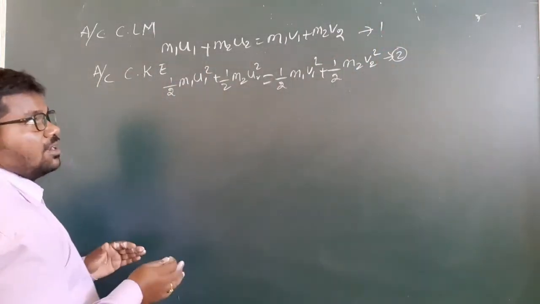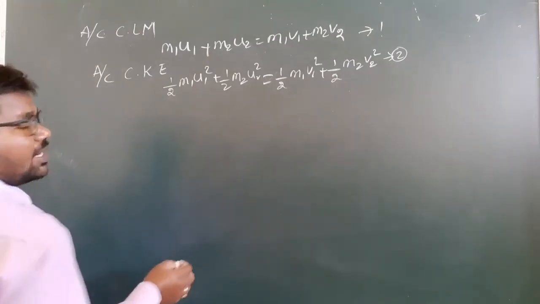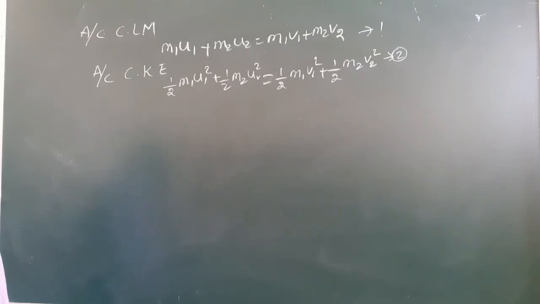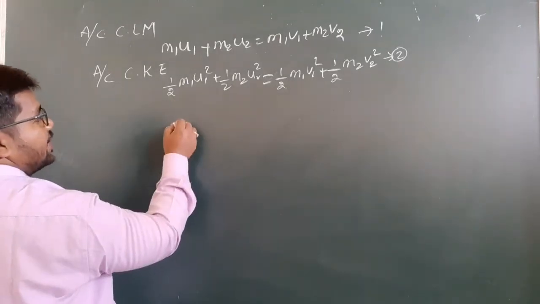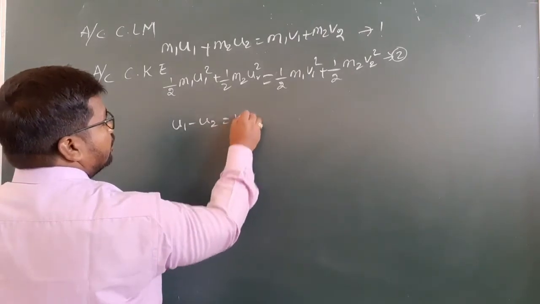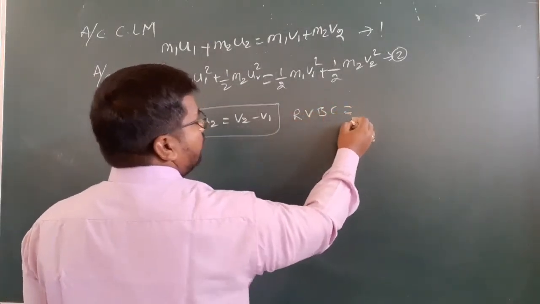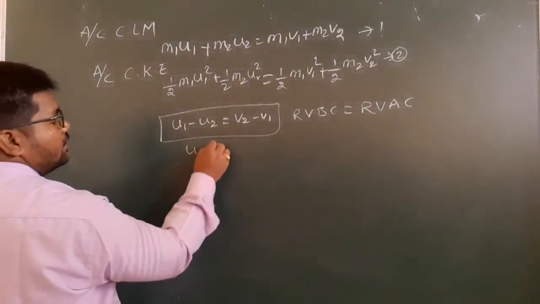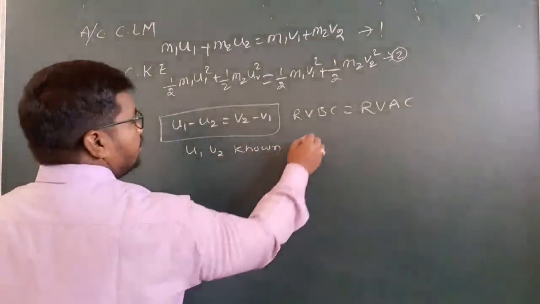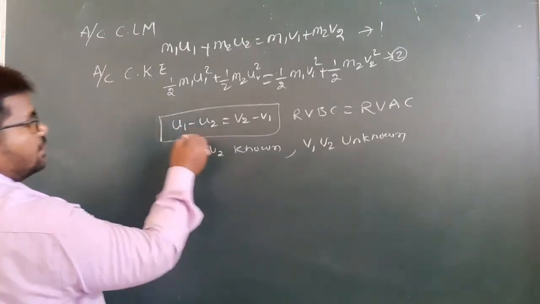From equation 1 and 2, rearranging, after simplification we get the third equation: u1 minus u2 is equal to v2 minus v1. So this is relative velocity before the collision equal to relative velocity after the collision. Understand? Here u1 and u2 are known values and v1 and v2 are unknown values. How can we find them? By using these two equations.